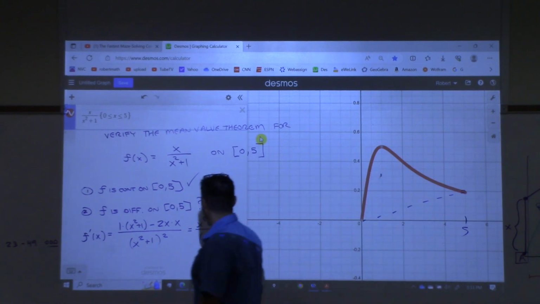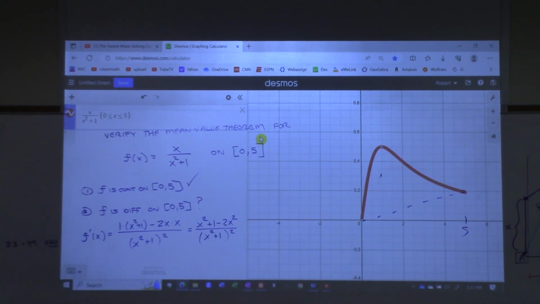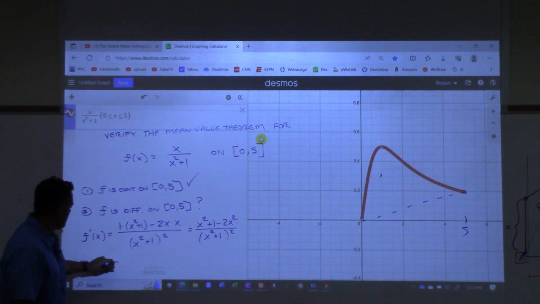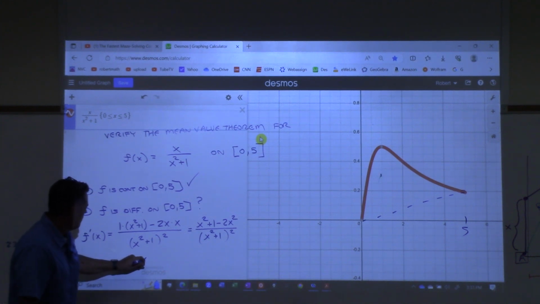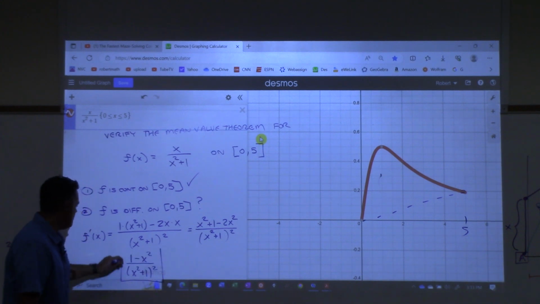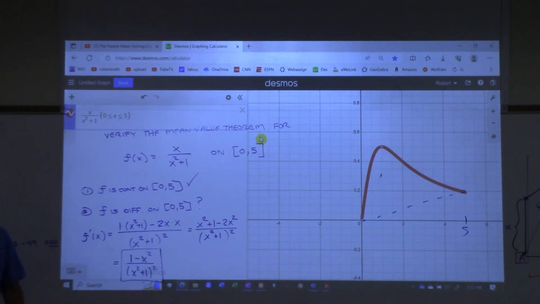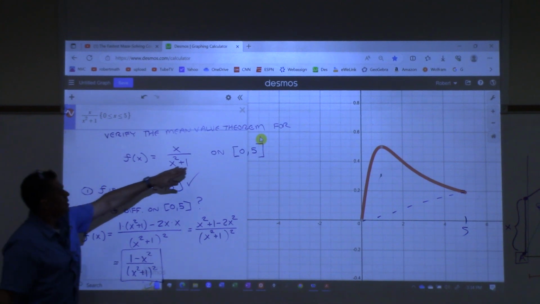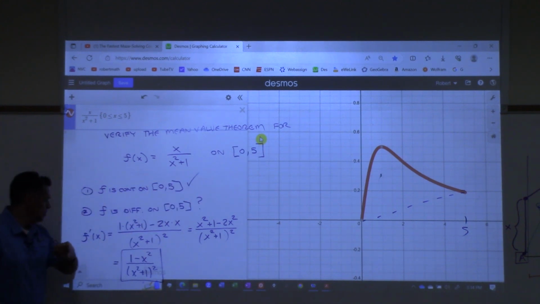All right, so what is that? Should just be 1 minus x squared on top, and on the bottom, not 1, x squared plus 1, that's squared. There's my derivative, right? So is my function differentiable on this interval? Yes. How do you know?